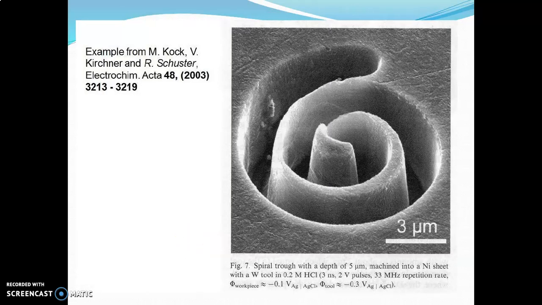In the same way, this magnified view is also taken from a research paper. A spiral trough with a depth of 5 micron machined into a nickel sheet with a double tool, and the magnification is 3 micron. So this is the best example of the electrochemical machining process, how you can do machining at the micron level.